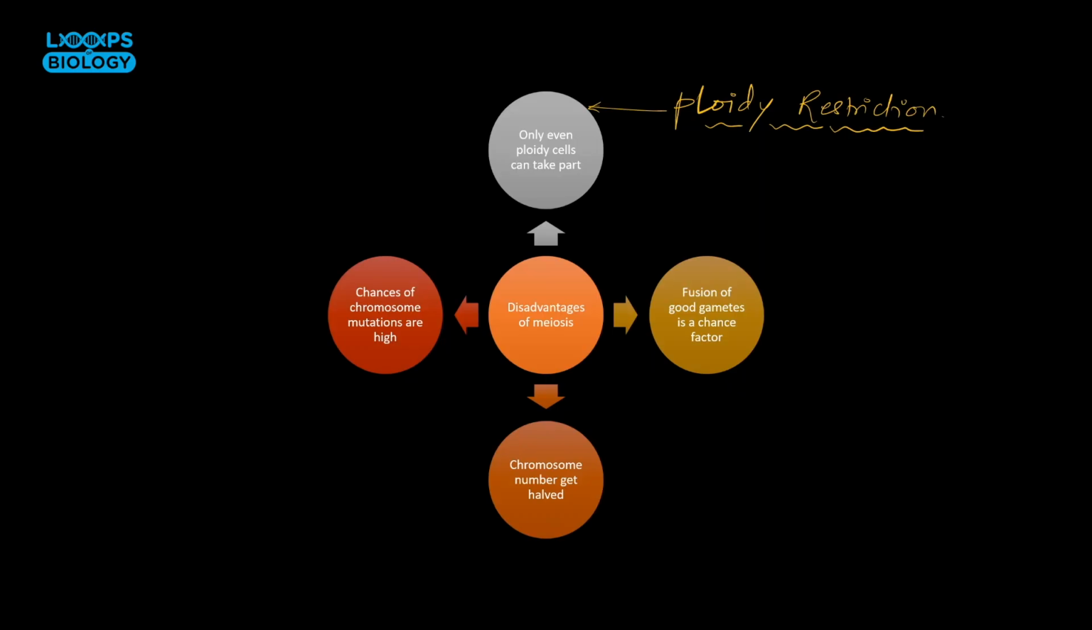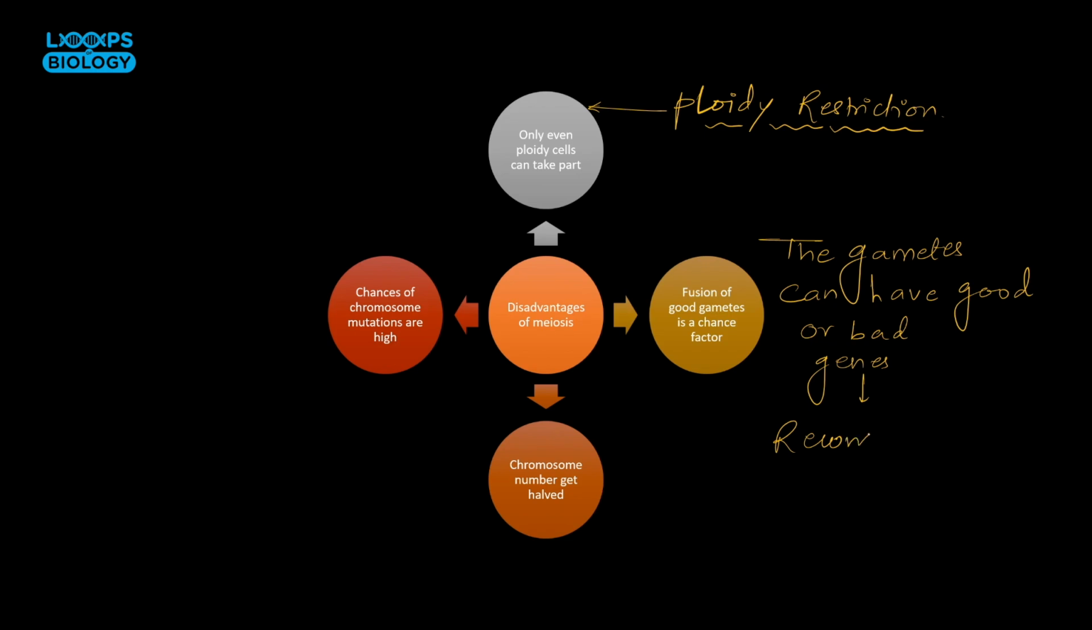All right. The fusion of good gametes is a chance factor. If we are talking about the separation of genes, and some bad genes overlapping in the case of recombination, these bad genes can also be inherited in the next generation. That is completely a chance factor. All right. So the gametes can have good or bad genes based on the recombination, guys. As the recombination was helpful, this is also a disadvantage of meiosis.